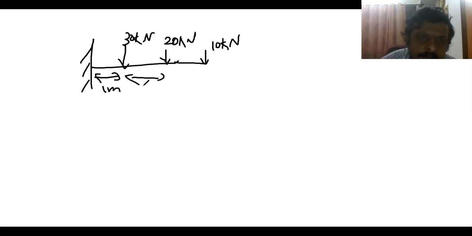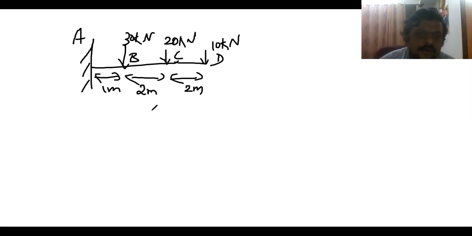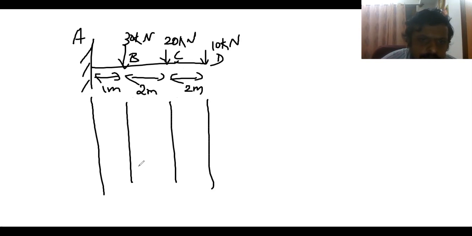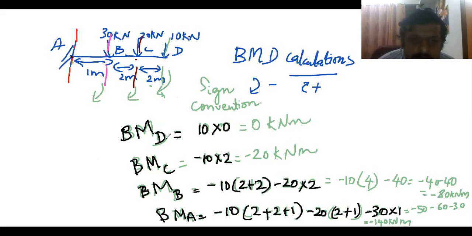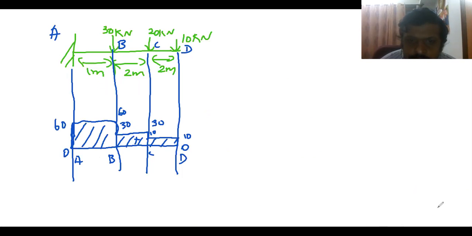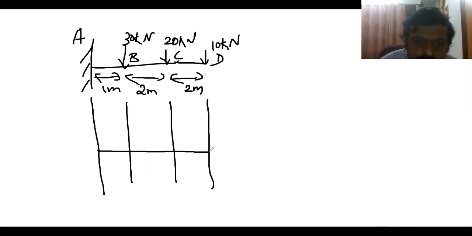So this will be 30 kilonewton, and this is 20 kilonewton, and this is 10 kilonewton, and this is 1 meter, this is 2 meter, and this is 2 meter. As usual, A, B, C, and D. So how do we draw? Same way, just draw vertical lines, the supports, and draw horizontal line. So what is happening? Bending moment at D is 0. So we'll start with 0.